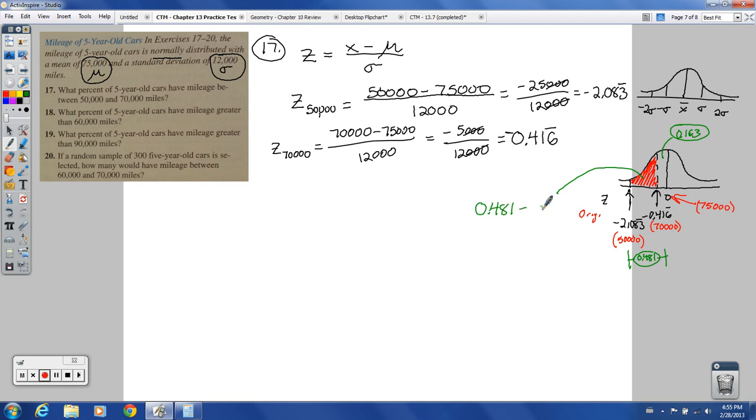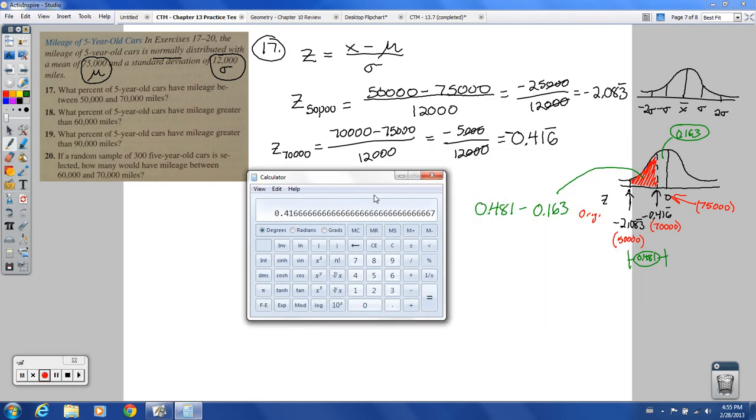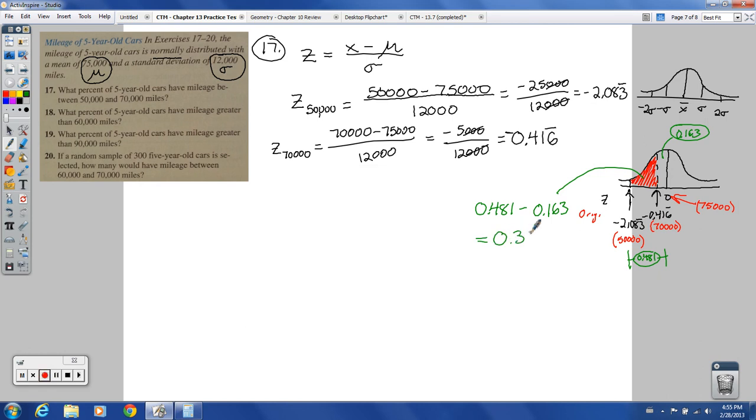So this minus this, put that into a calculator and see what I got. So 0.481 minus 0.163, that's 0.318, which would be the same thing as 31.8% of the data. And that jives with what the book says, so we're good to go on that one. All right, number 18.